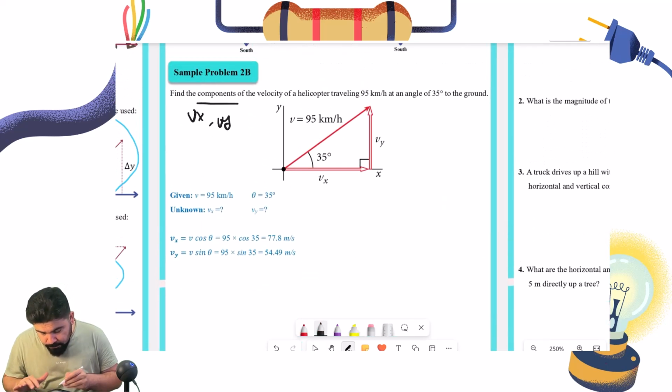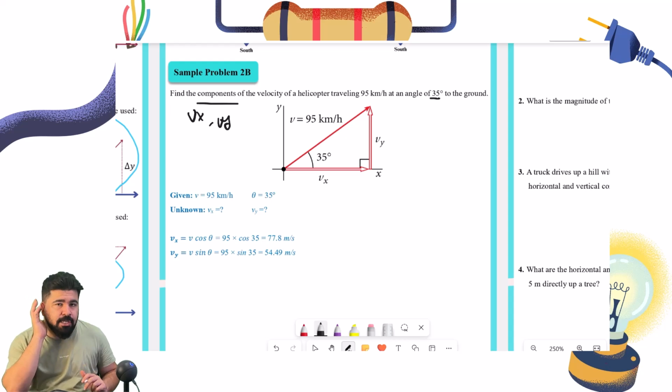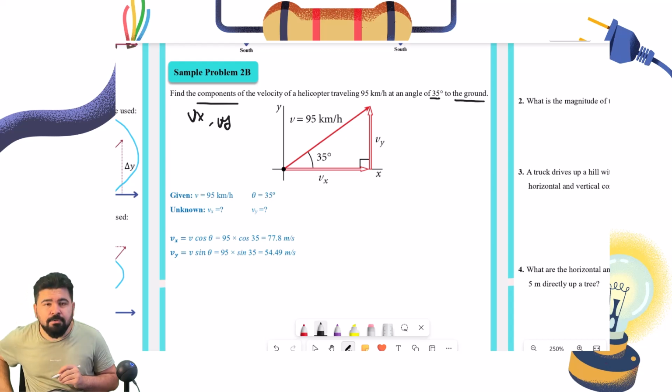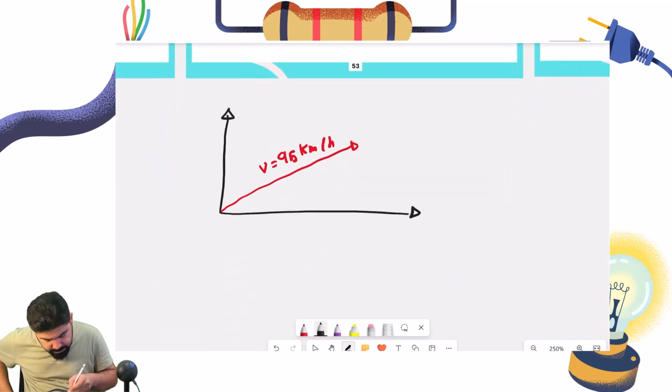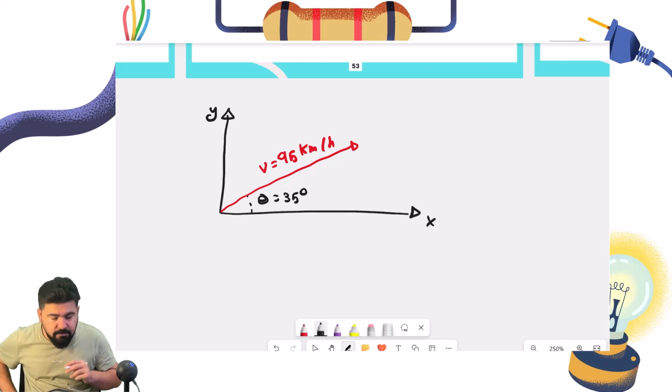Now guys we had the angle is equal to 35. Now, you'll ask a question, how do you know if the angle is made with the x-axis or y-axis? It says to the ground. Okay guys, whenever it says to the ground, it means x component, careful. This is the ground. X component is the ground. So the angle is made with the x component, so this is going to be 35 degrees.